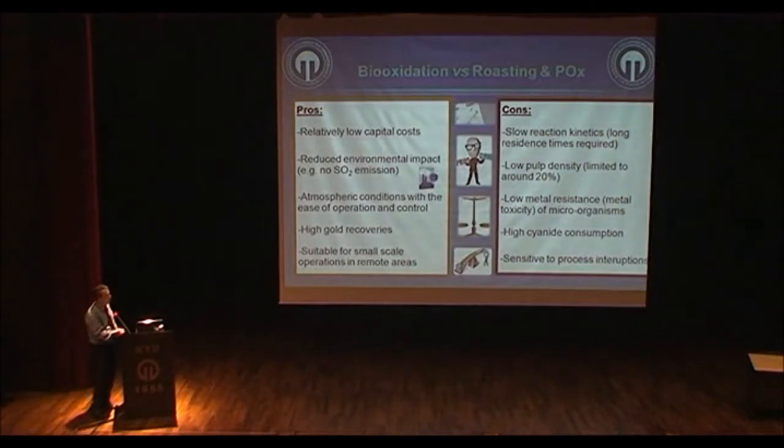There are, of course, disadvantages of the process. The main disadvantage is the slowness of the reactions, which may take up to 4 to 6 days, compared with pressure oxidation or roasting, which take hours. Low pulp density is another disadvantage, which is limited to around 20% by weight, and low metal resistance of bacteria. In other words, metals at certain concentrations are toxic to these microorganisms, which affects their performance as well.